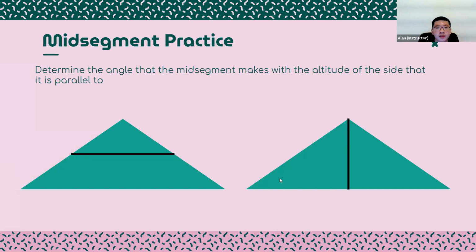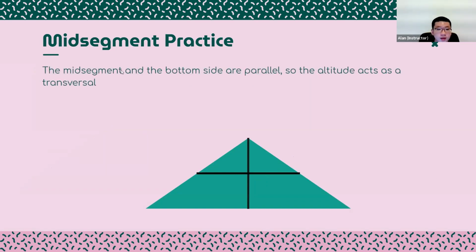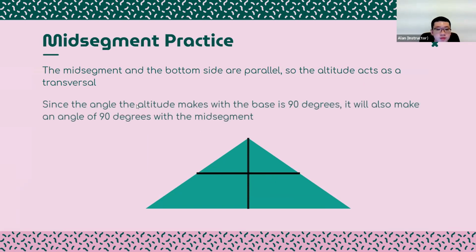All right, so I think it's been enough time, so I'm going to go over the answer to this question. As you can see, the midsegment and the bottom side of this triangle are parallel, and the altitude acts as a transversal between these two parallel lines. Since by definition the altitude is perpendicular to the bottom side, which means the angle between them is 90 degrees, it's also going to be perpendicular to the midsegment. So it also forms an angle of 90 degrees with the midsegment.